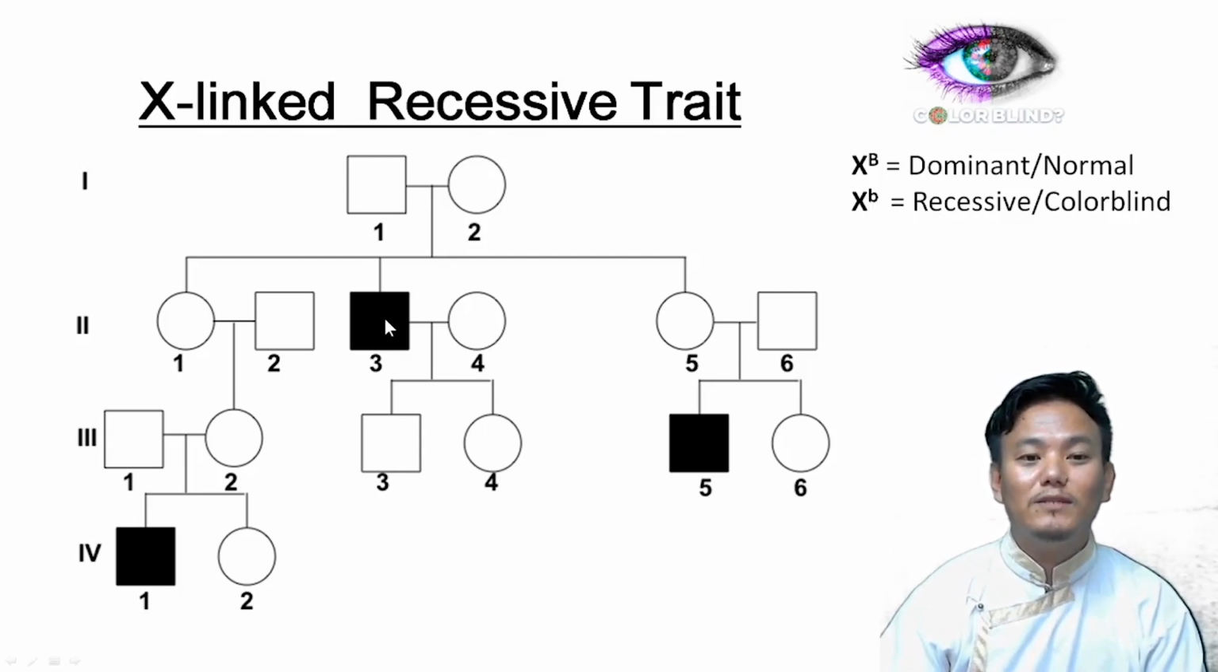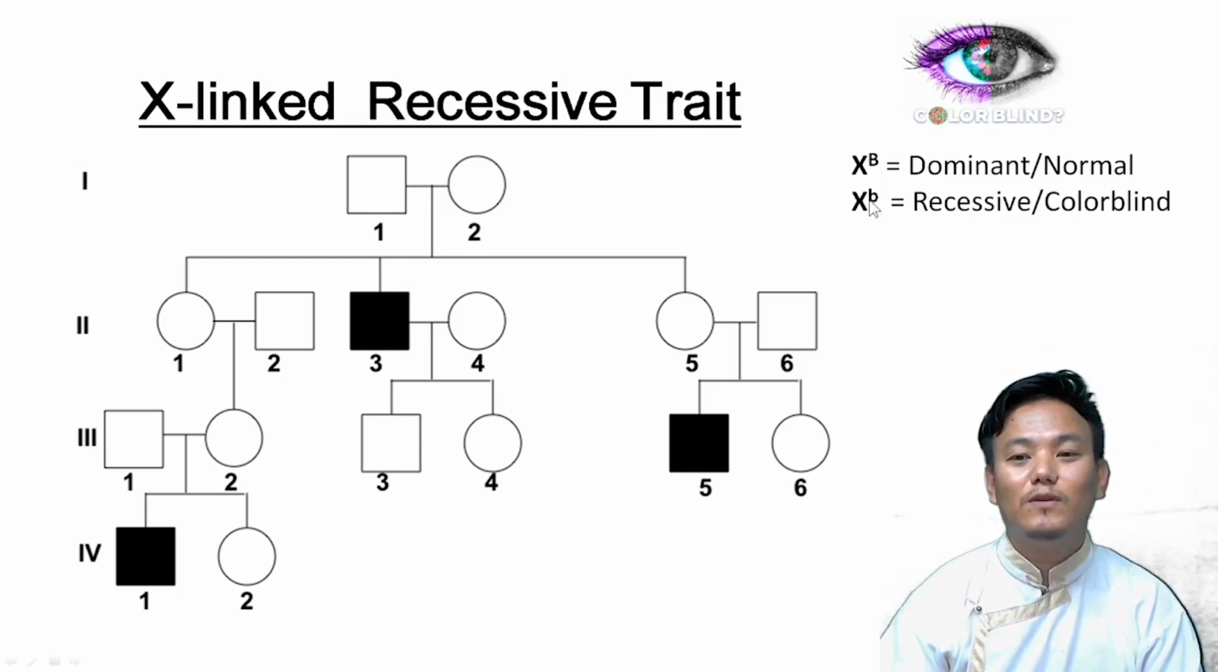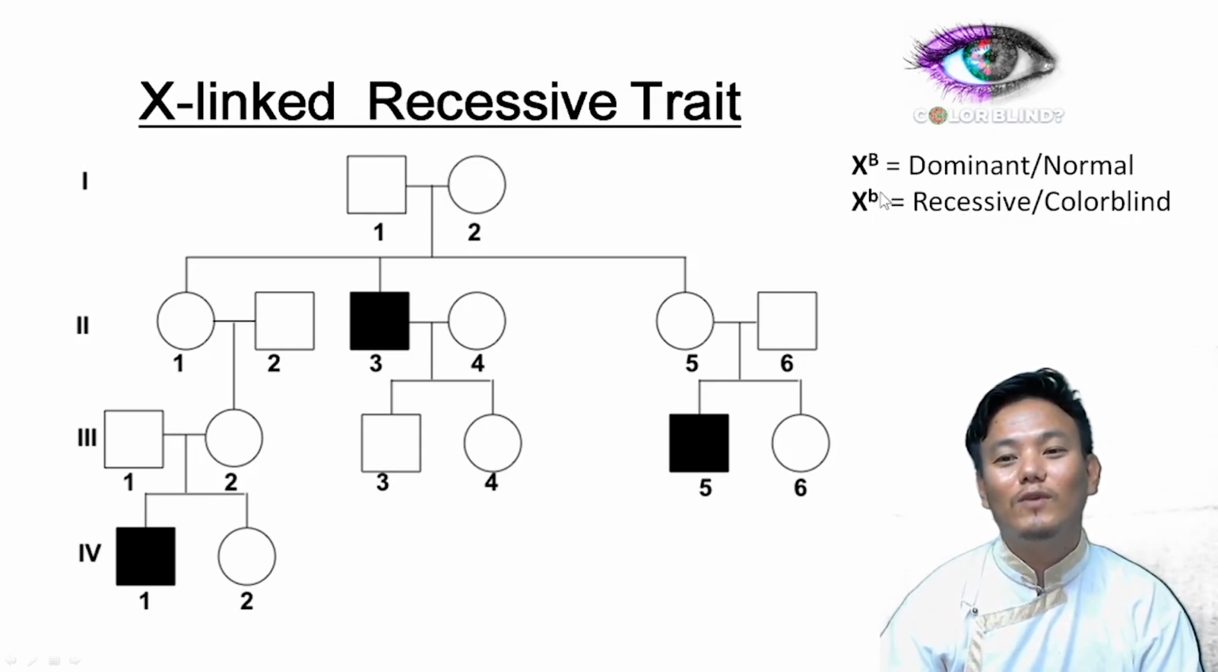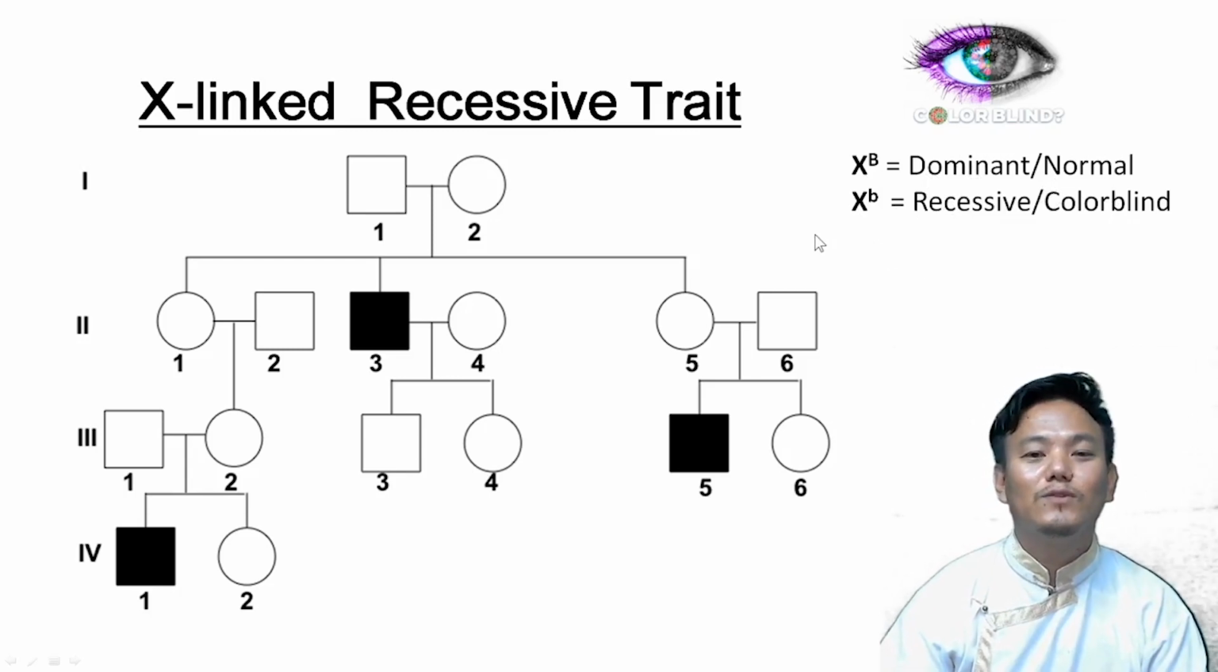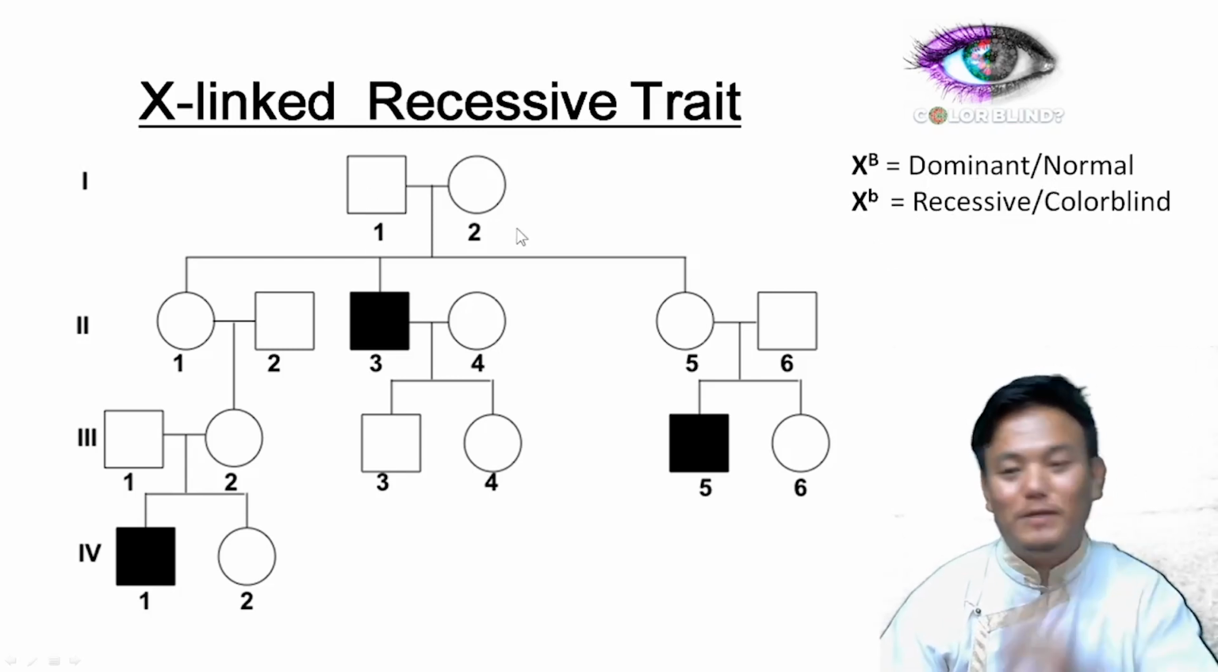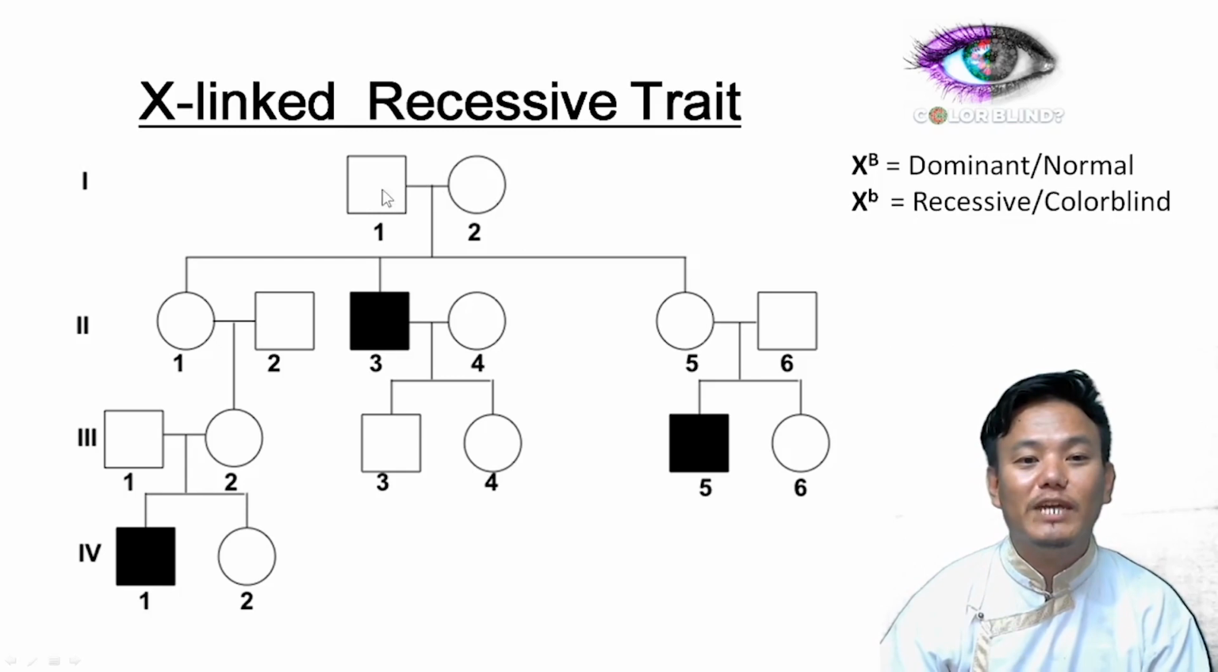Whereas for the males, since they have only 1 X chromosome, if he inherits this X chromosome from the mother, what will happen? He will be colorblind. Why? Because he has got only 1 X chromosome, and along with that 1 Y chromosome, and the Y chromosome does not have the colorblind gene. Okay, so let's try to determine the genotype of the parents.